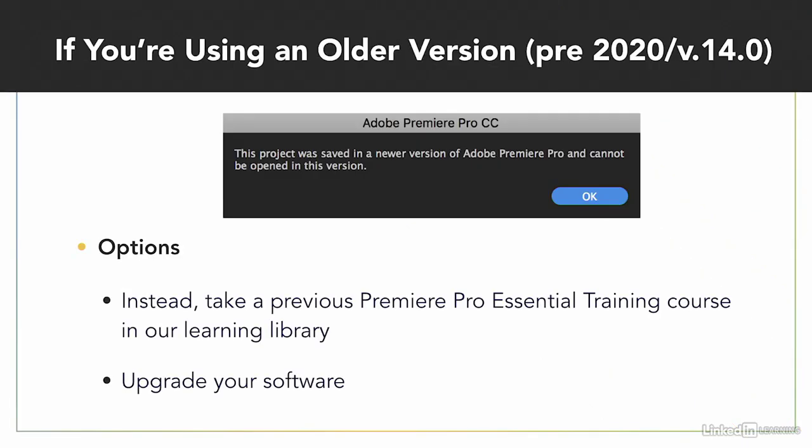If you're using a version of Premiere Pro that is older than version 14.0, then it's going to tell you that the project was saved in a newer version of Premiere Pro and it can't be opened in this version. And unfortunately, that's it. So if you're on an older version, pre-14.0, then you can either go for an earlier Premiere Pro training in our library, or you can just upgrade your software to the most recent version and you'll be good to go.